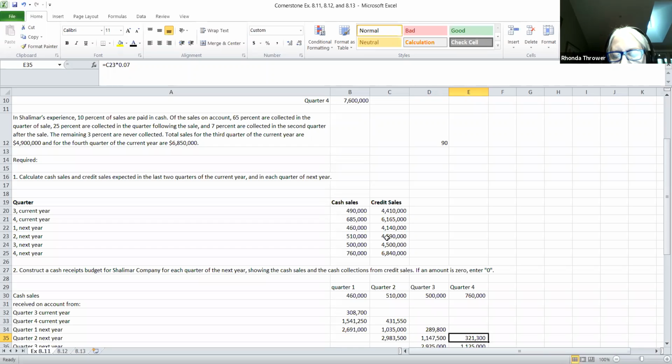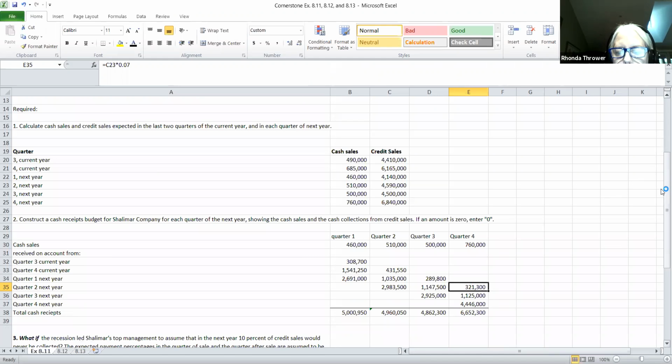7% is collected in the next quarter. So of the quarter 2 sales, 4,590,000, multiply this by 7%, and that will give you 321,300. There's a pattern to it, class. You just got to practice. It's a brain teaser.